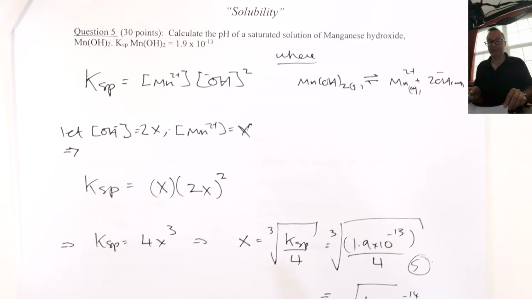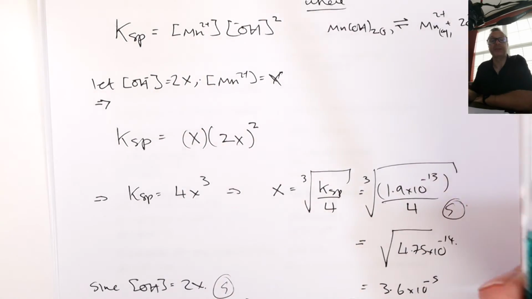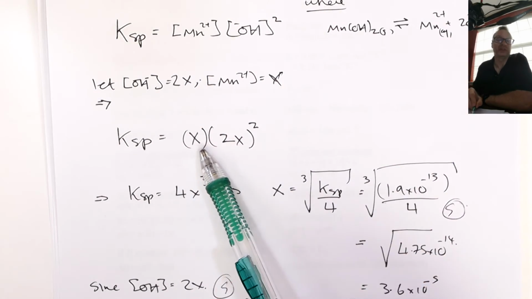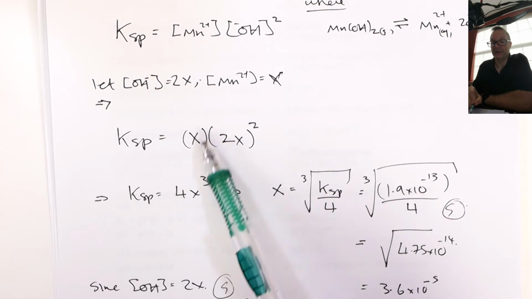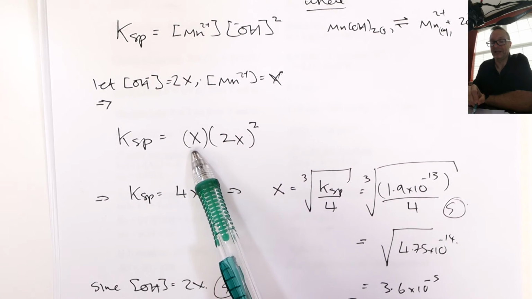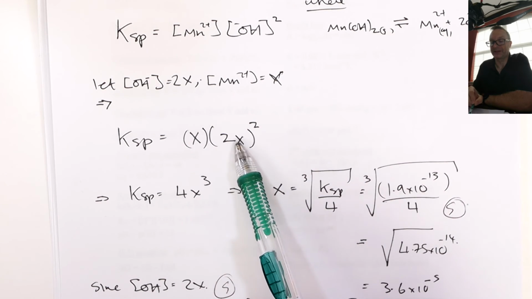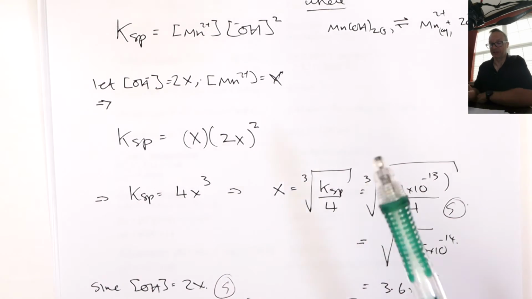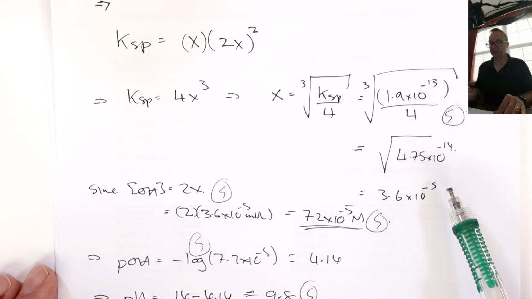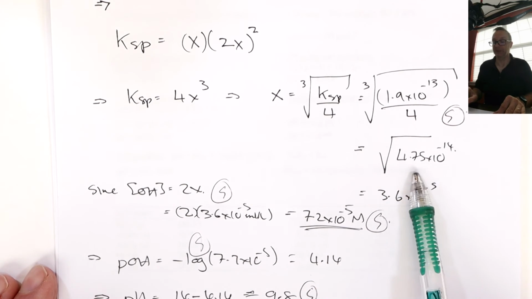Set it up. Now, if you think about it, some people did S, which is fine. That's kind of what the book does. I just use X. So X or S. So I've got the concentration of Mn is X, the concentration of OH, because there's 2 of them, is 2X, right? So squared. I get an expression for X in terms of this Ksp, which is a number.